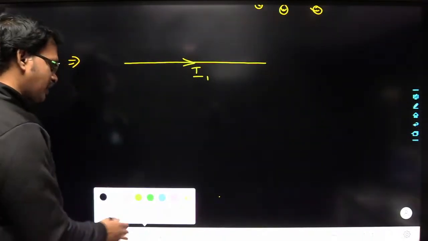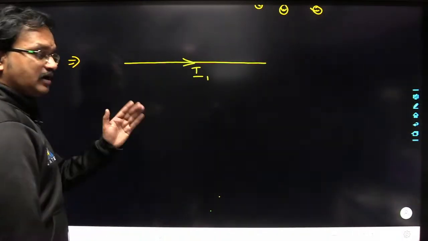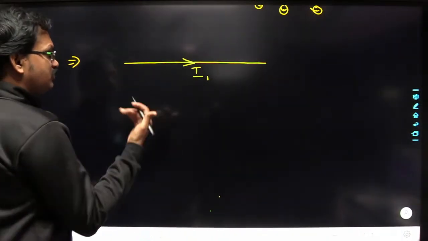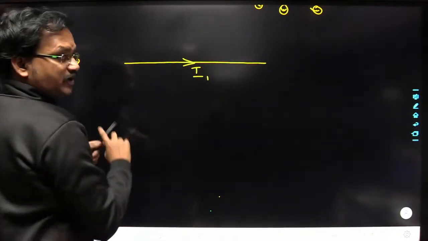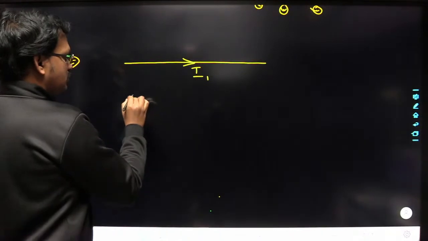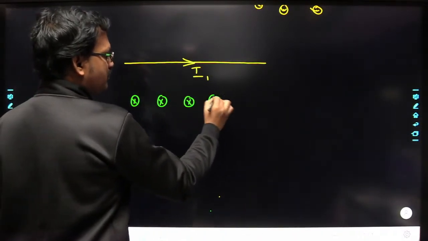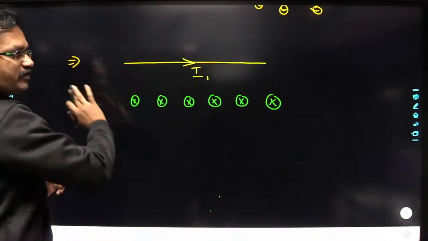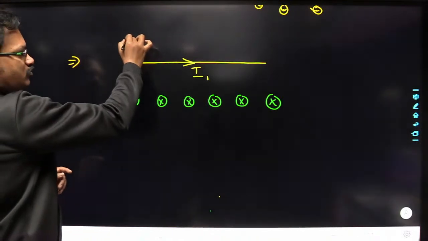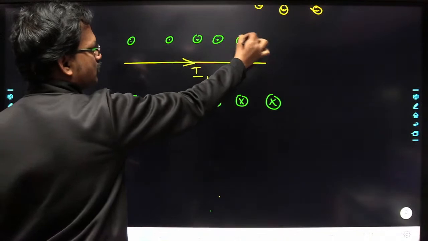Just now I have told that whenever you have a current carrying wire, it is going to produce the B field. Above this wire, it will be out of the board. Below this wire, it will be into the board. I am not representing above the wire here, but if you want, you can. It is going to come out of the board, right?